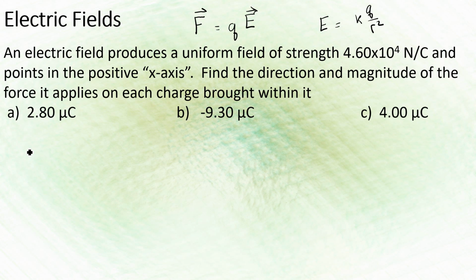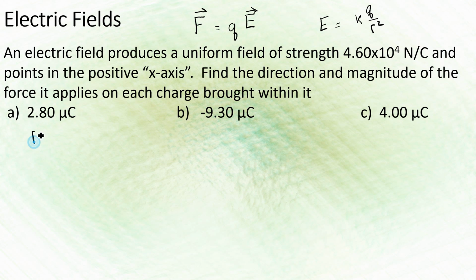Okay, so anyways, an electric field produces a uniform field of strength 4.6 times 10 to the fourth newtons per coulomb, and points in the positive x-axis. Find the direction and magnitude of the force it applies on each charge brought within it. So we have three charges here as examples.